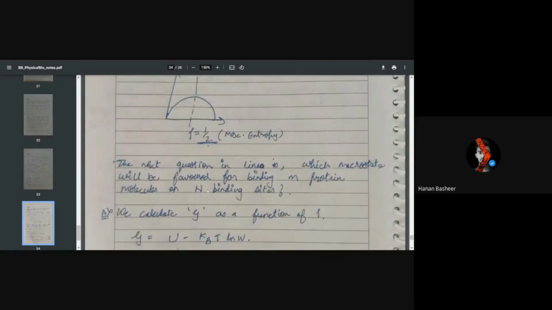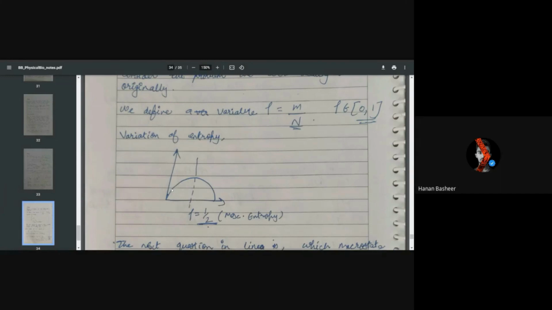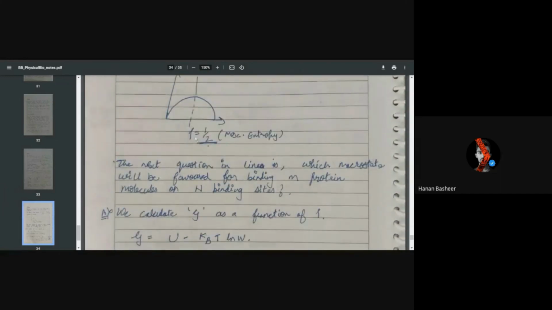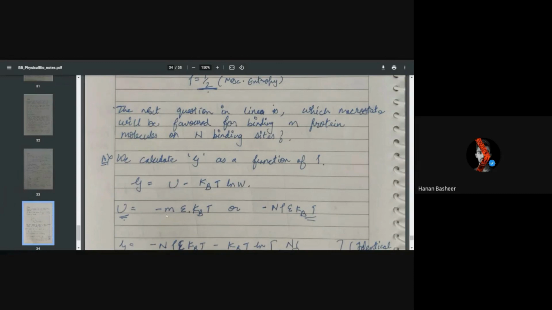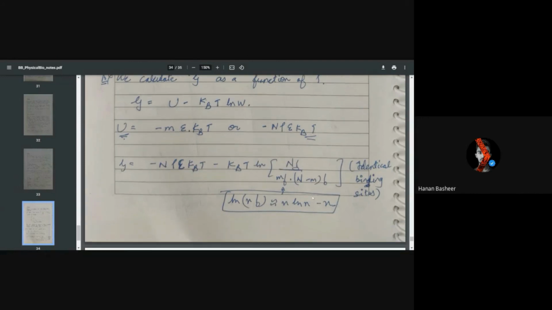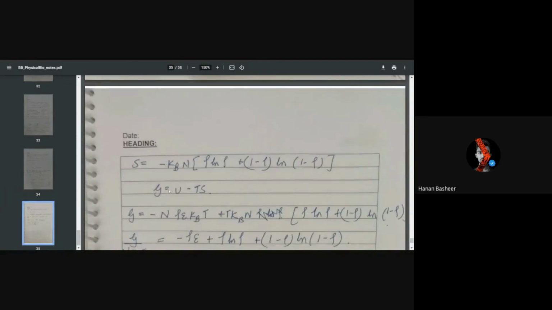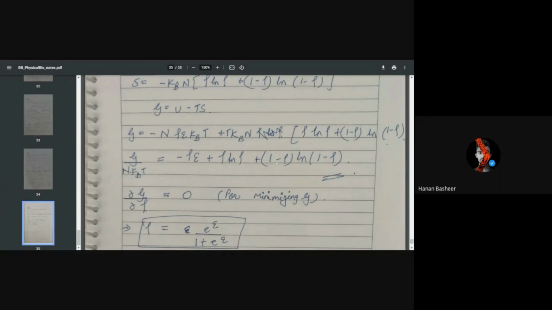This is an example where we have to find, if there is a variable which is defined as m by n, and the variation of entropy is given such that entropy will be half at this topmost point, what will be the G in this case? If we take U equal to minus m epsilon kBT, and we put it here, and then plug in the W as we used just now, then we can approximate this function using ln n factorial approximated as n ln n minus n. Then this is the entropy equation. On plugging it in here and solving it, we will get this final answer.